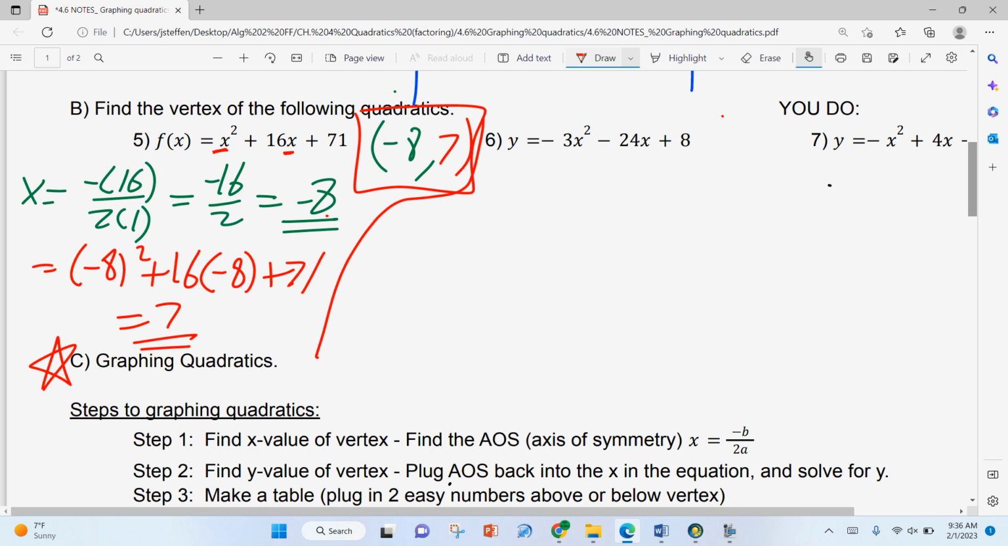Now again, the good news, once we get on to part C, all we're going to do is plug 2 more numbers into this original equation. So if you know how to plug numbers into that equation, you're sitting pretty good.